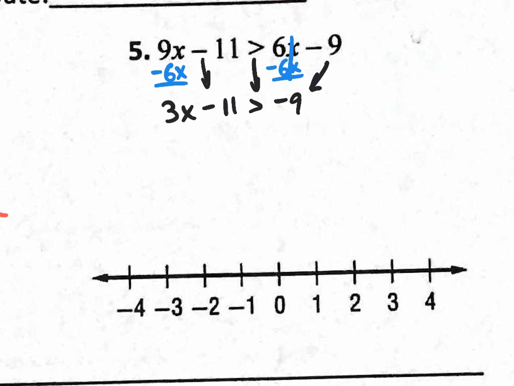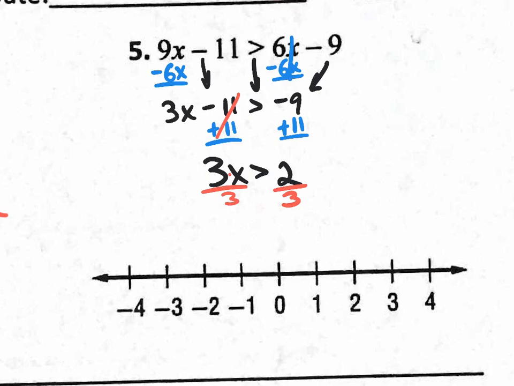Now we need to continue solving it. So I'm going to get rid of the 11 by adding 11 to both sides. So this cancels out. What do I have left? I have 3x greater than negative 9 plus 11, so we get 2 on the other side right here. Then we have to divide by 3 to get rid of the 3. And what do we have? We have the answer. Let me write it right here. x is greater than 2/3.